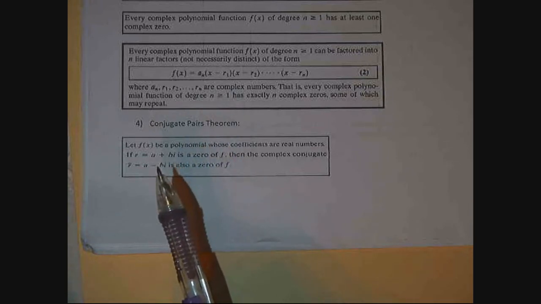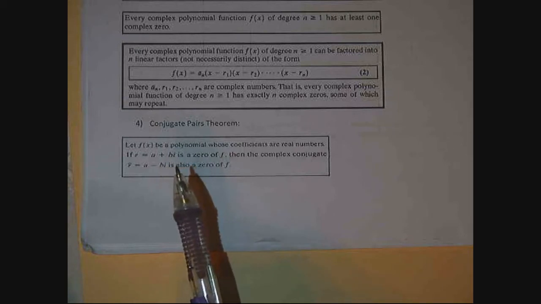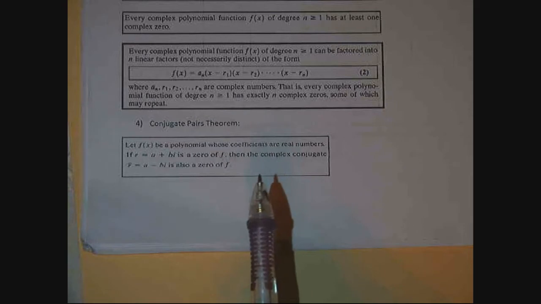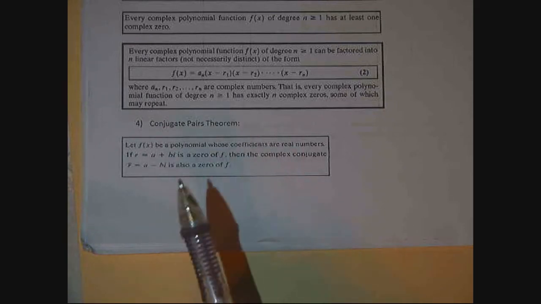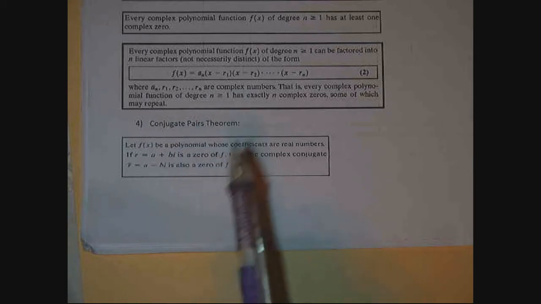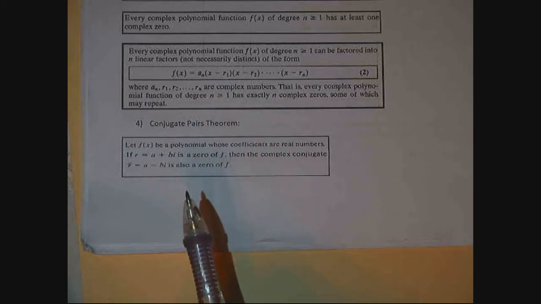and we have a zero of the form a plus bi, a complex zero, then we should have its conjugate as well, a minus bi. So if a plus bi is a zero of f, then its conjugate a minus bi should also be a zero of f. So for all of these zeros, their conjugates should be zeros as well.